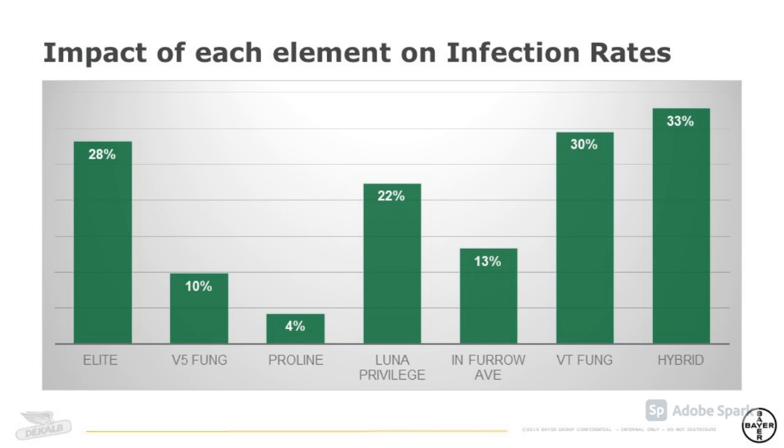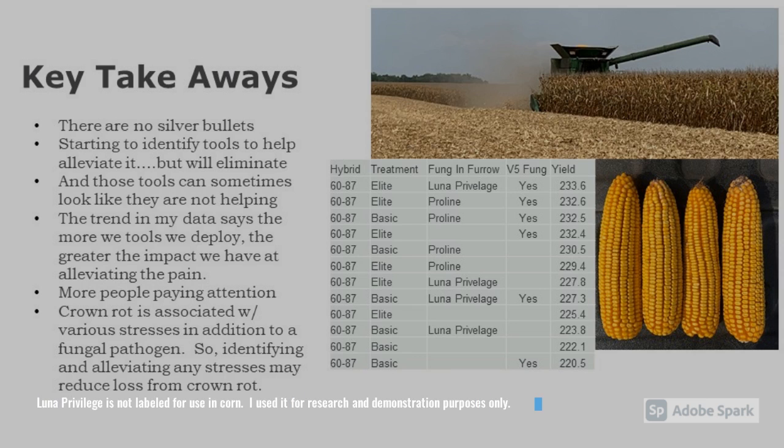So in the yield data, ProLine showed a nice yield advantage and Luna Privilege did not, and that's about the opposite of what we saw with the reduction in the infection rates. So I averaged the two together to come up with a 13% reduction in the infection rate for the in-furrow products. The 3 locations that I had the VT fungicide comparisons at, the VT fungicide showed a 30% reduction in the infection rate. And then this year, in the 2020 data, when I included what we refer to as a more tolerant hybrid, we showed a 33% reduction in the infection rates of that more tolerant hybrid over the more susceptible hybrid.